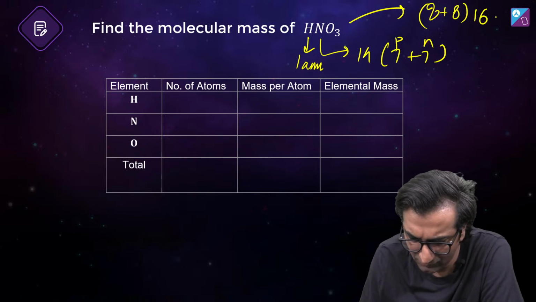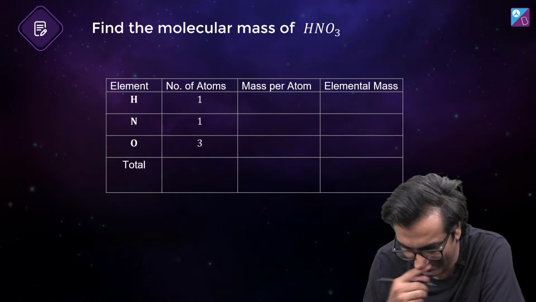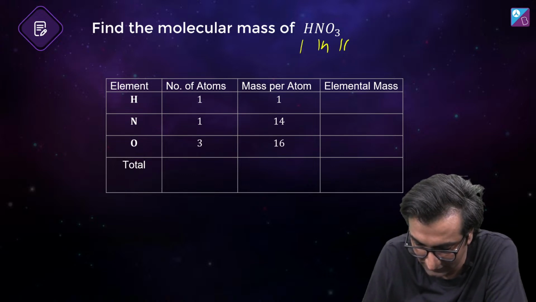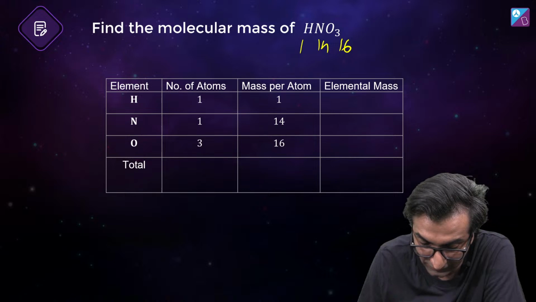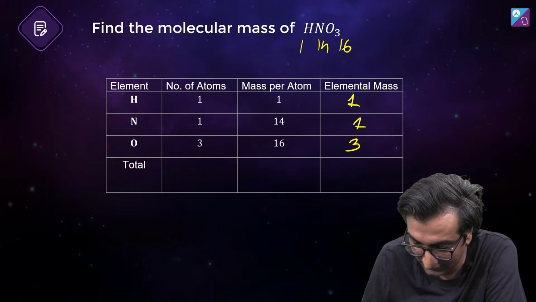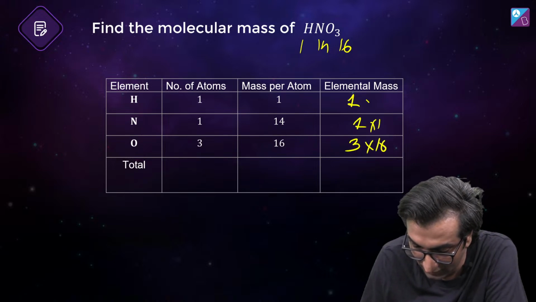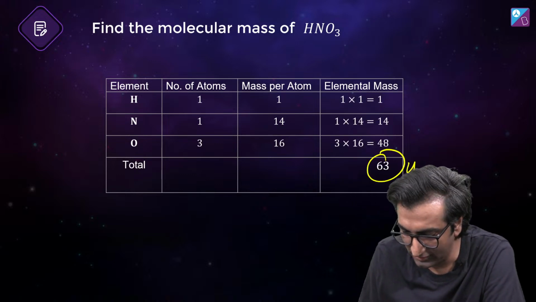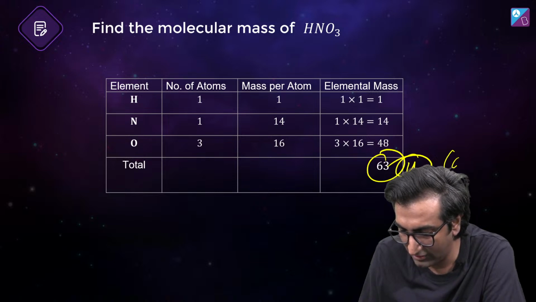ठीक है. So number of atoms इसमें 1, 1 and 3 है, हमने डाल दिया. Mass per atom हमने डाल दिया 1, 14 and 16. ठीक है. 1, 14, 16. Now कितने एटम्स है इसके? एक इसका, 3 इसका. तो 3 into 16, 1 into 1, 1 into 1. It's like really basic, isn't it? That's it, 63. So you can call it 63 U. At this point, we're going to call it AMU.